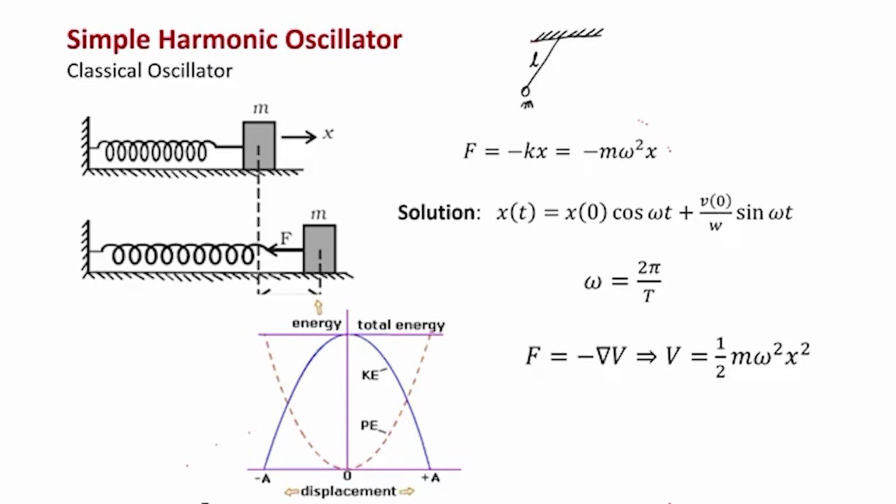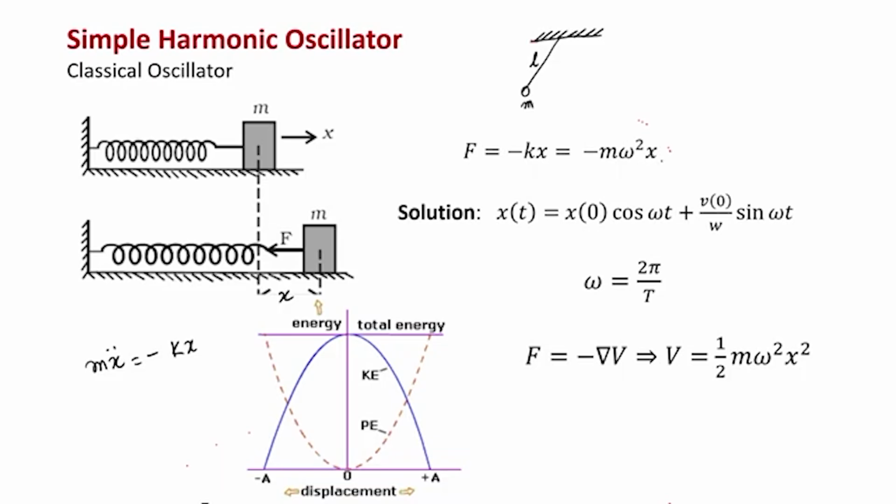You have also looked at a mass spring system where the spring is attached at the left end to a rigid support, and at the right end to a mass m. You apply a force which displaces it from its equilibrium position by some amount x, and you have written down the equation of motion, which is nothing but m x double dot equal to minus kx, where k is called the force constant or the spring constant, which is a property of the spring. So, this is your F equal to minus kx.